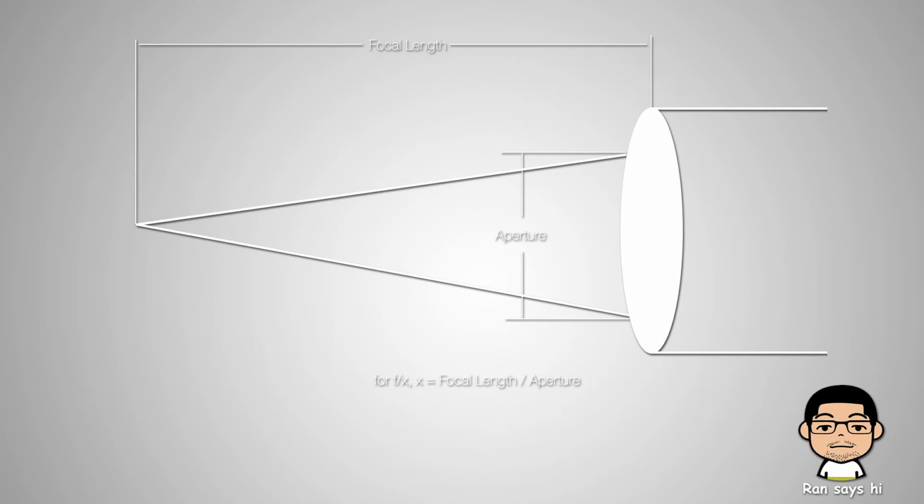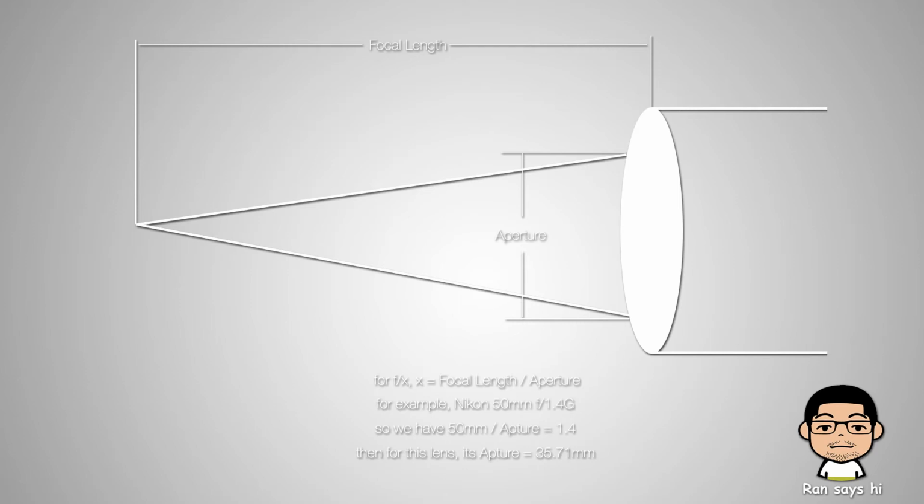So for the number f/x, the x is defined as the ratio between the focal length and the aperture. So when the x gets bigger, it means the aperture is getting smaller compared with the focal length, while when x gets smaller, the aperture is getting bigger relative to the focal length.